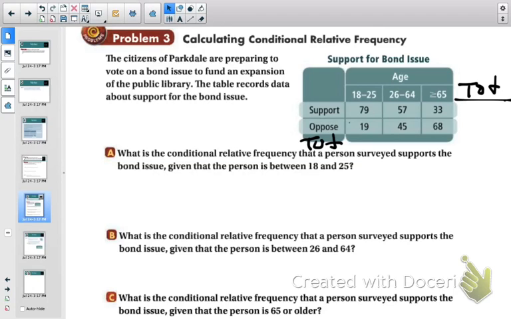Okay, so our totals, you're just adding up the columns on this one, so you're adding down. 79 plus 19 is 98. 57 plus 45 is 102. And then 33 plus 68 would be 201. Okay, and then we add up the rows this way. 79 plus 57 plus 33 gives us 169. And 19 plus 45 plus 68 gives us 132. And then our total should be 132 plus 169, 301.